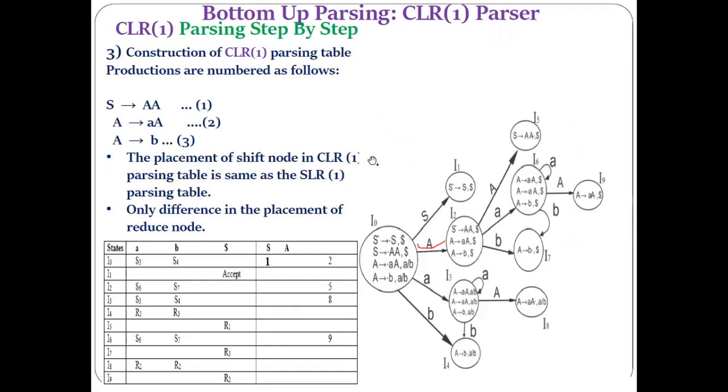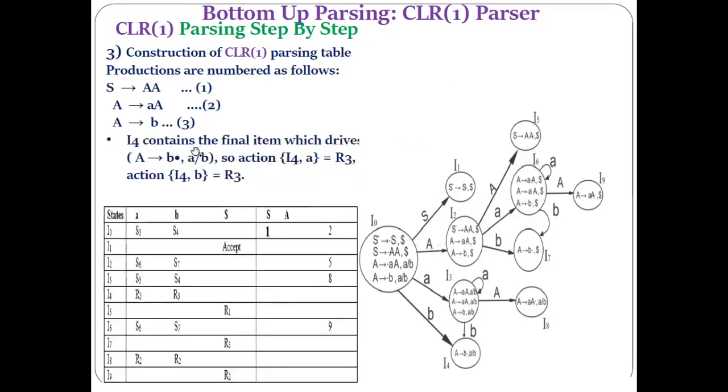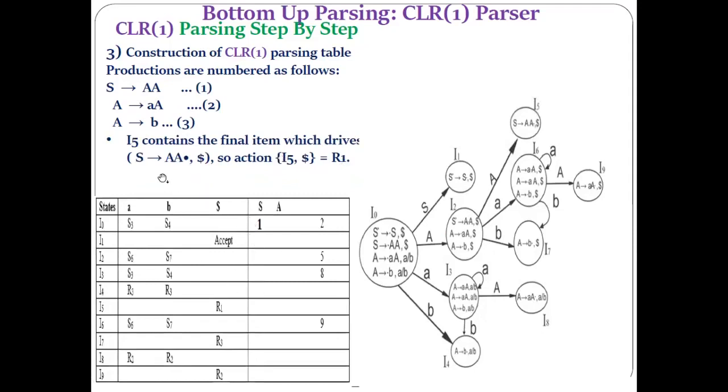Now, if you see the reduction entries, how we have made them, the same point I have mentioned here. The placement of shift movements in the CLR1 parsing table is the same as in the SLR1 parsing table. The only difference is in the placement of the reduction entries. As I already told you, I4 contains the final item. That is the reason under I4, below only the look ahead symbols, we have made the reduction entries. In case of I5 also, we have made the reduction entry below the look ahead symbol dollar only.